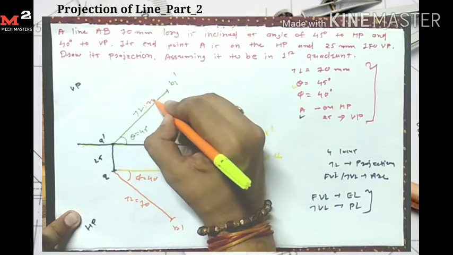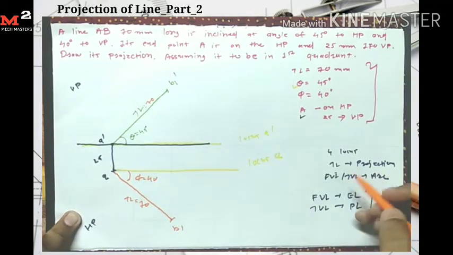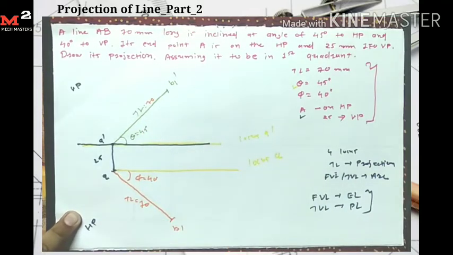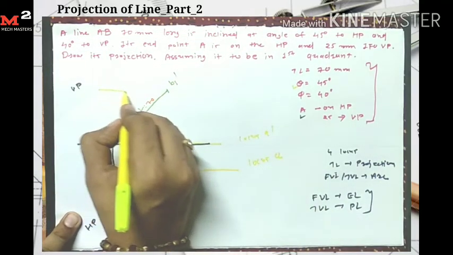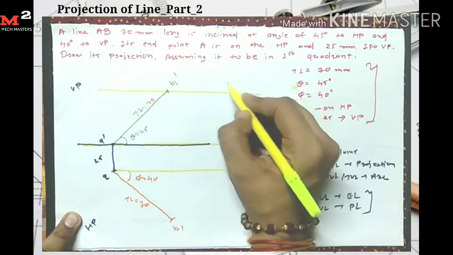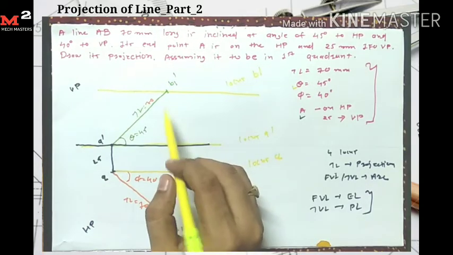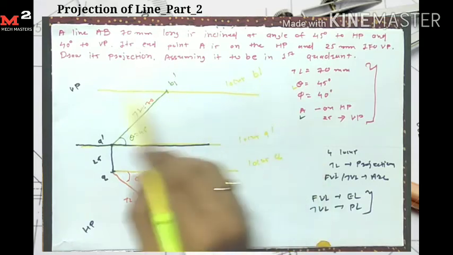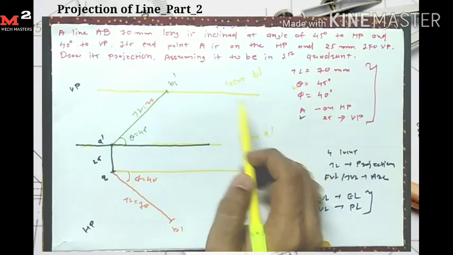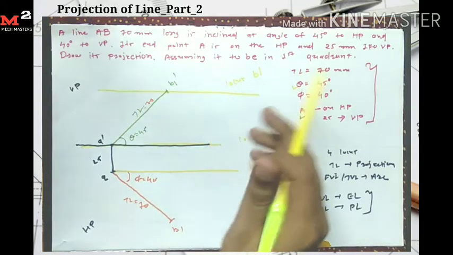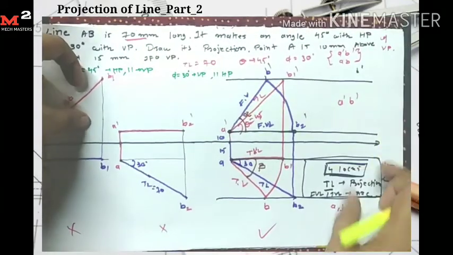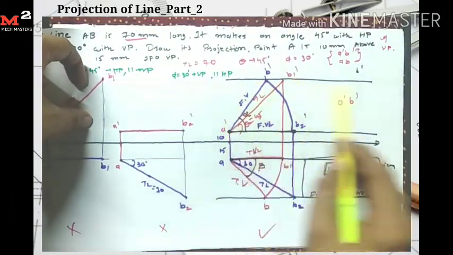Similarly here 70 mm. Okay, now here I get my third locus. This line is the locus of B dash. Here we have point B1 dash and B dash on the same horizontal line, which means its distance is the same from the reference line. As we saw in the earlier problem, the points B dash and B1 are on the same horizontal line.